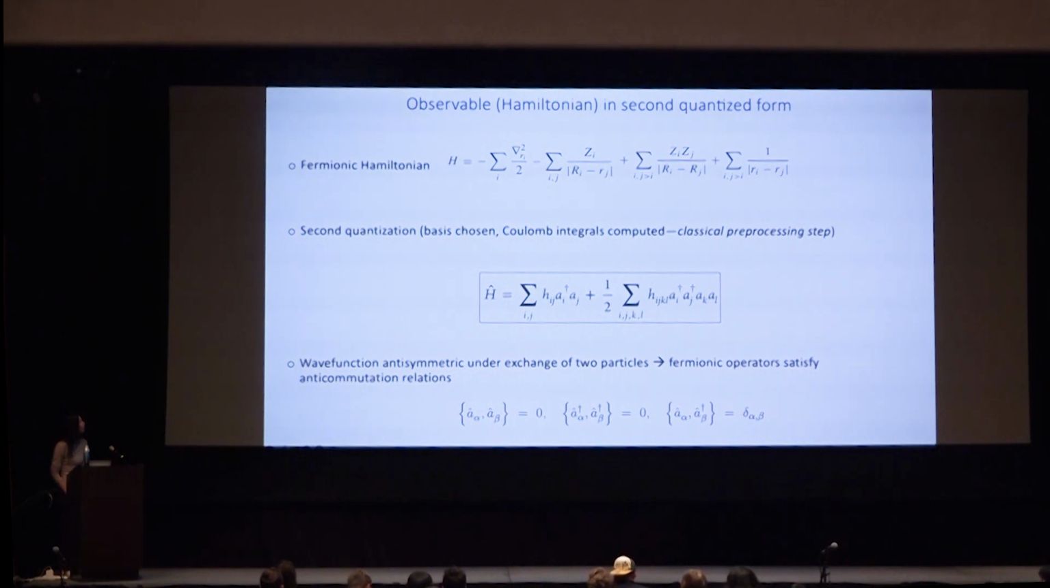So the goal here is to simulate fermionic systems. And the Hamiltonian you see here at the top is in first quantization. So you have the kinetic terms and you have the Coulomb terms between electrons and ions. And then the standard classical preprocessing step is that we choose a basis and we write down the Hamiltonian in second quantization. It's not necessary to do this, you can have quantum simulation without this step, but it's a very common first step. So I'll stick with that. And of course, fermions obey these anticommutation relations. And we'll see how to build these in the qubits.